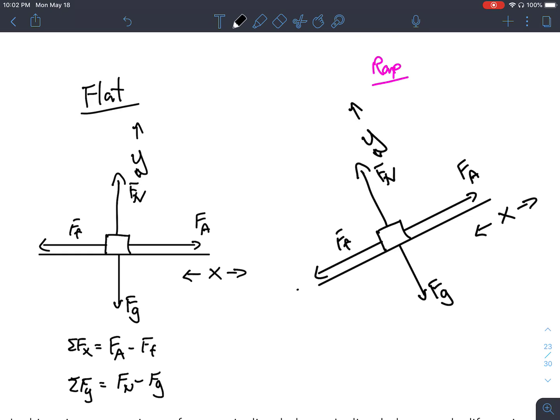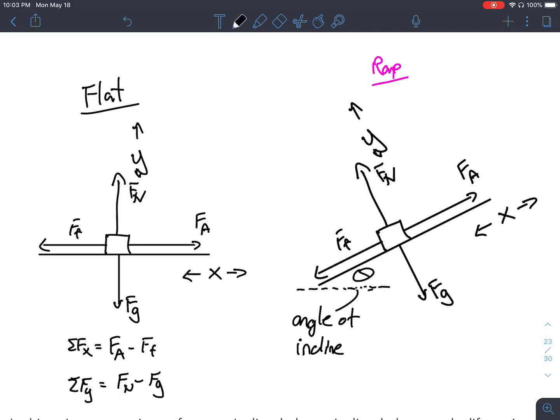So now, if I just draw the horizontal dotted line here, we have some angle theta there. That is the angle of incline. Okay, maybe it's small, maybe it's big. That is our angle. So when we do this, a couple things change.